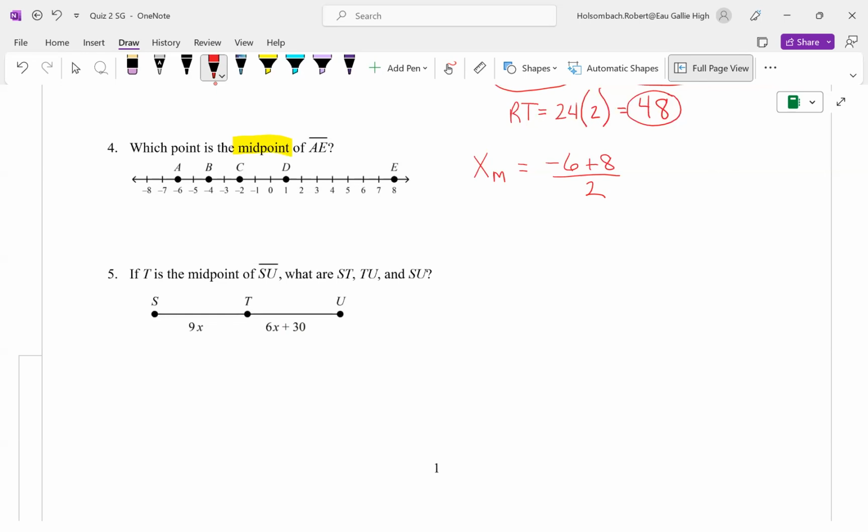Remember, midpoint is middle. So if we're finding the middle of AE, we're going to add the two values together, divide by 2. That'll give us an average value, which will give us the midpoint. So -6 plus 8 is 2 divided by 2, which is 1. So which point is the midpoint? That's going to be point D.